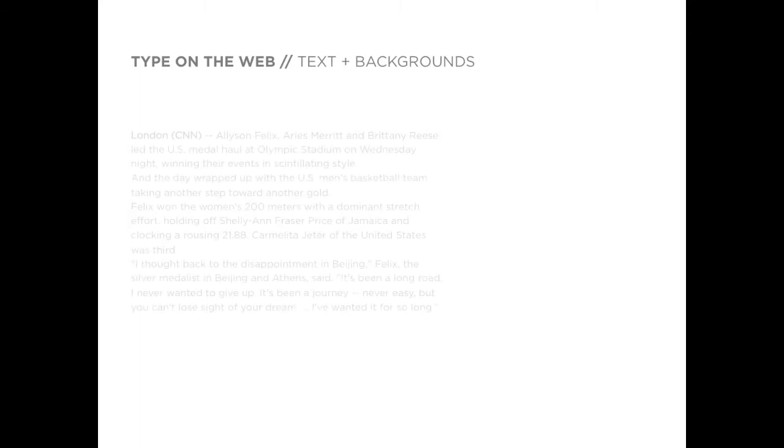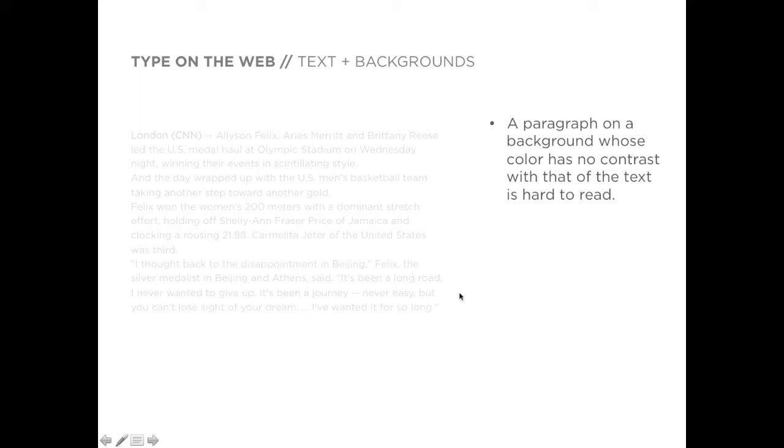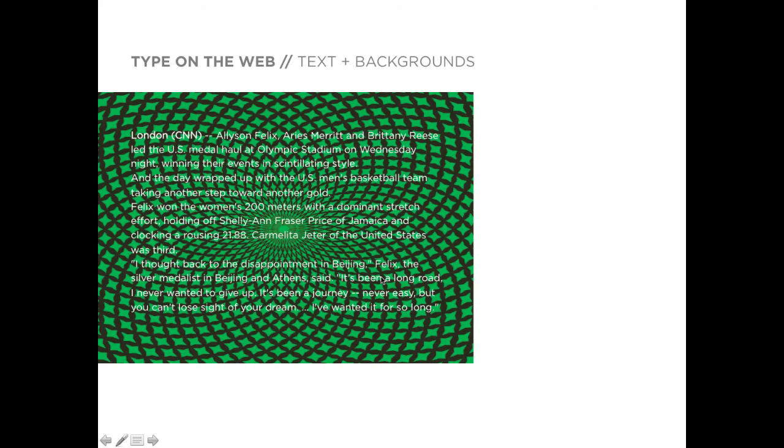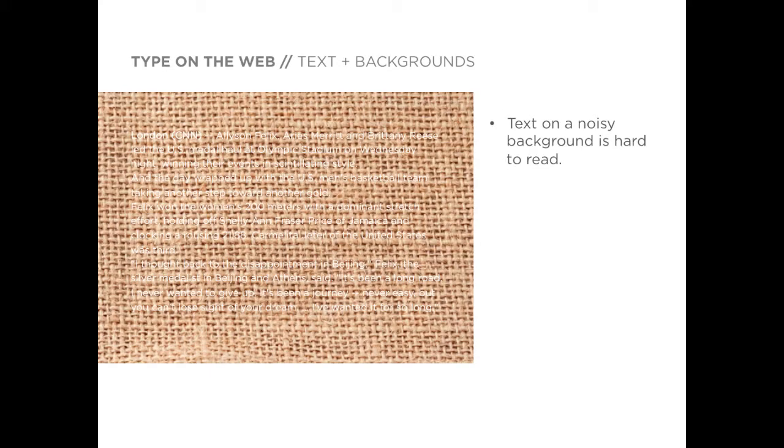Text and backgrounds. A paragraph on a background whose color has no contrast with that of the text is hard to read. If your background is white and your paragraph is extremely light gray, it is difficult for the user to read what's written. Text on a patterned background is hard to read. The background is very busy and we can hardly read anything from this paragraph. Text on a noisy background is also hard to read.